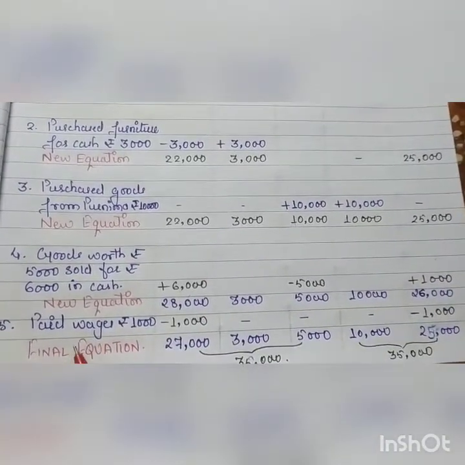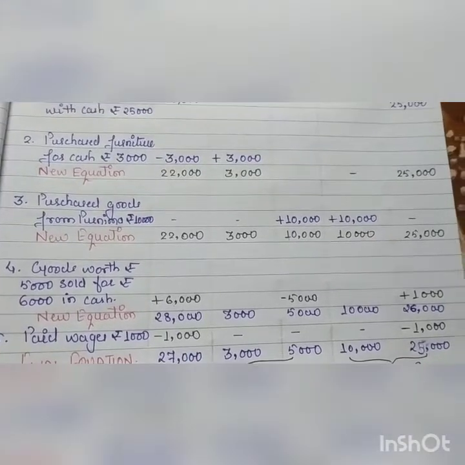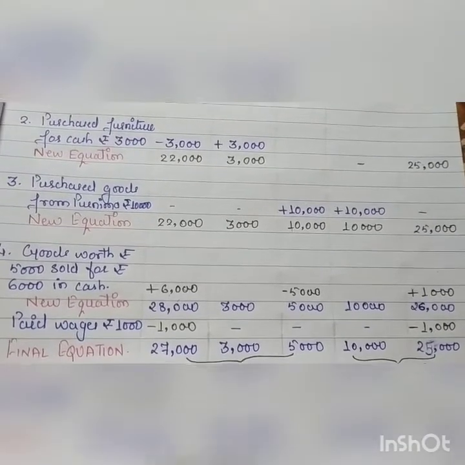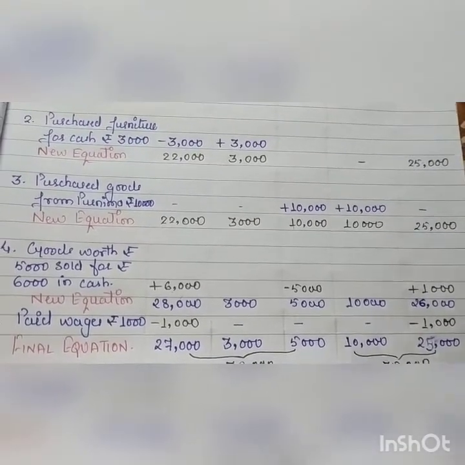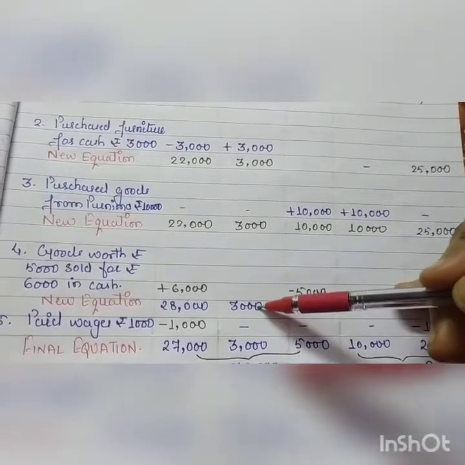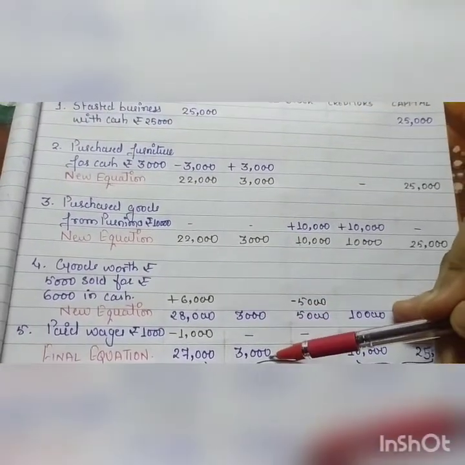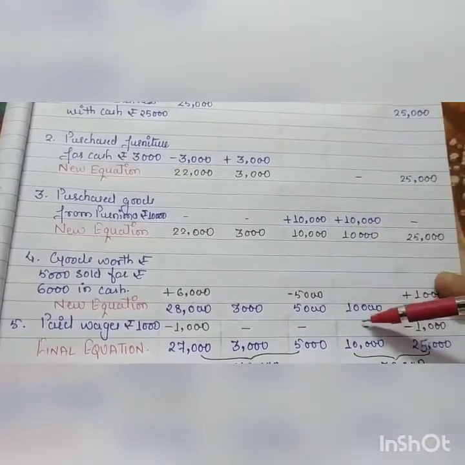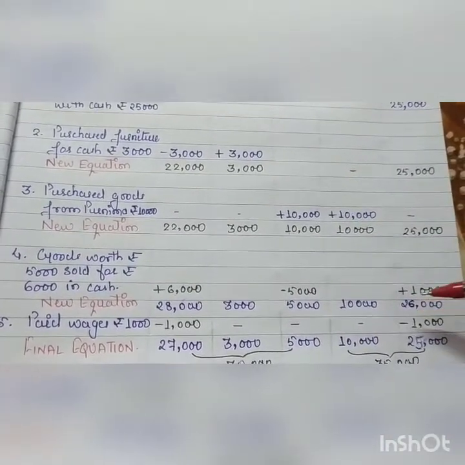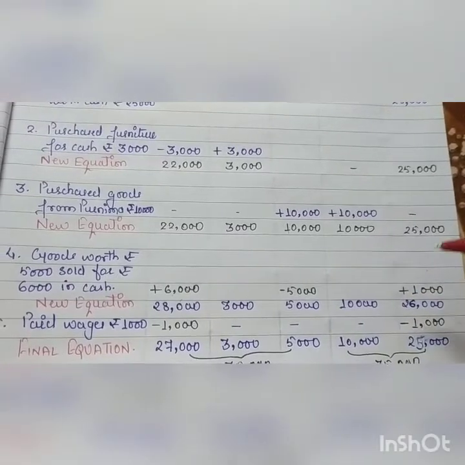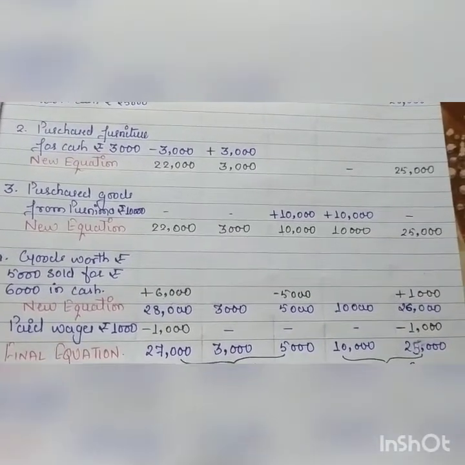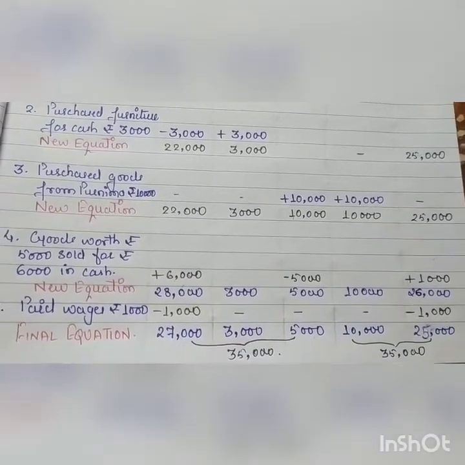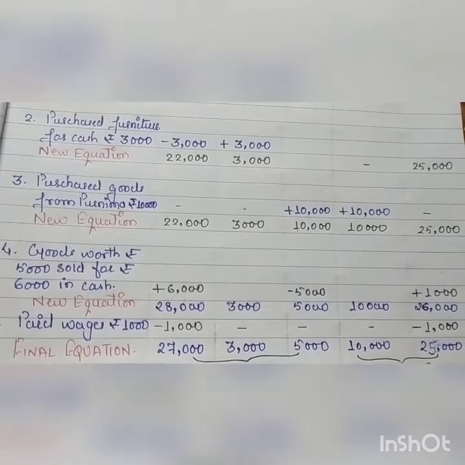Now you will write final equation. Because this is the last transaction, after this you will write final equation. 28,000 minus 1,000 is 27,000. Here furniture 3,000. Stock is 5,000. Creditors remain same 10,000. And here 26,000 capital minus 1,000 wages which you have paid. Balancing is 25,000. Now let's see whether both the sides are equal or not.